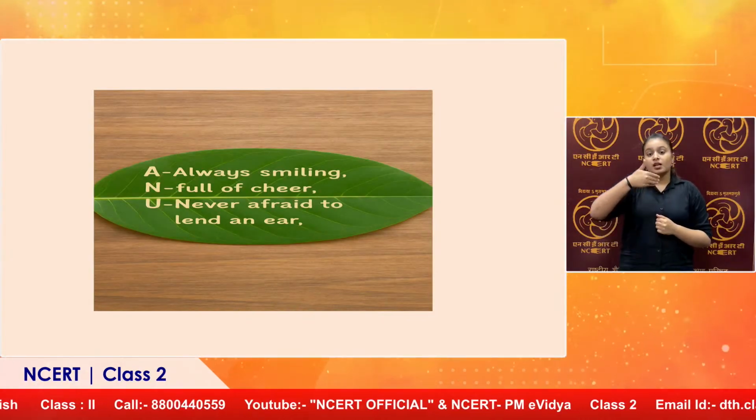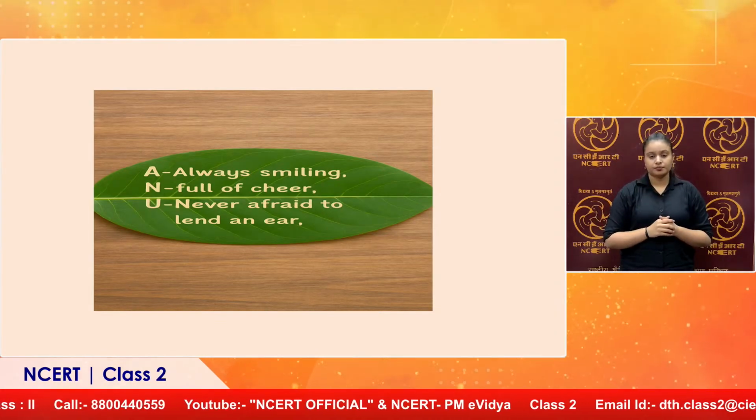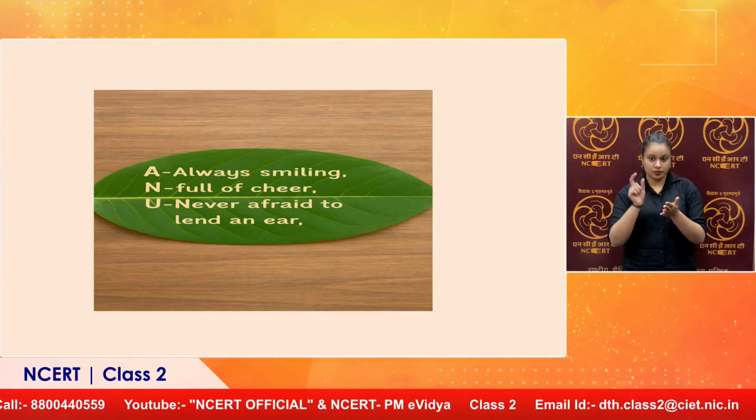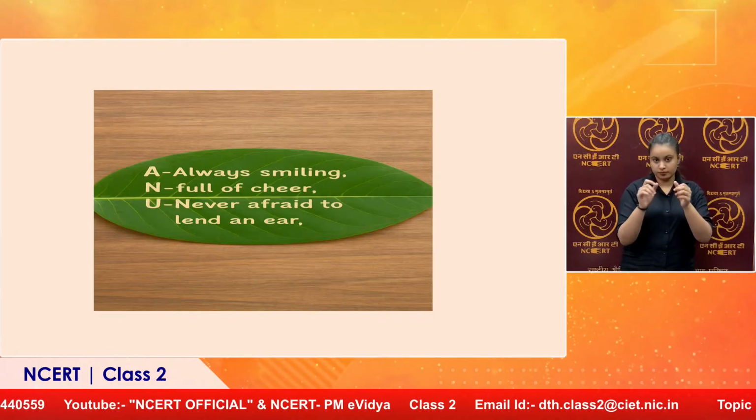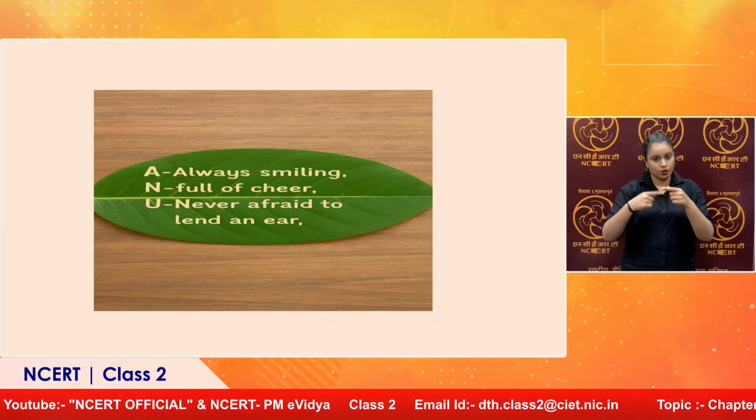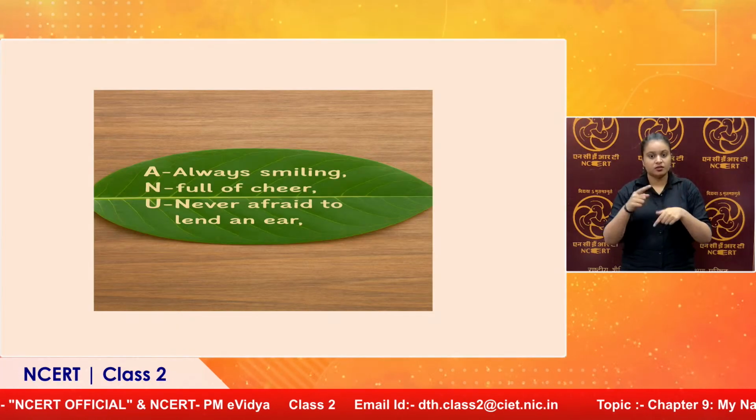Absolutely. And here, see, I have brought a leaf, and here I have written those words which are relatable to me. A is always smiling, and then N is full of cheer, and U is never afraid to lend an ear. Great. And it is rhyming also, Harpreet, and that's the intent of the acrostic poem. Because it's a poem. Yeah. Yes, it's a poem. It can rhyme. All poems do not rhyme, as we all know.